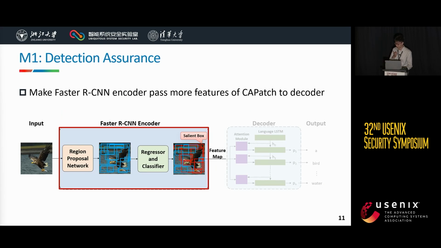First, we introduce the detection assurance module. The Faster R-CNN encoder works in two stages. In the first stage, its region proposal network outputs thousands of candidate boxes. In the second stage, its classifier selects salient boxes from the candidate boxes and passes the corresponding features to the decoder. So we designed the detection assurance module to enable the features of CAPatch to be passed to the decoder.